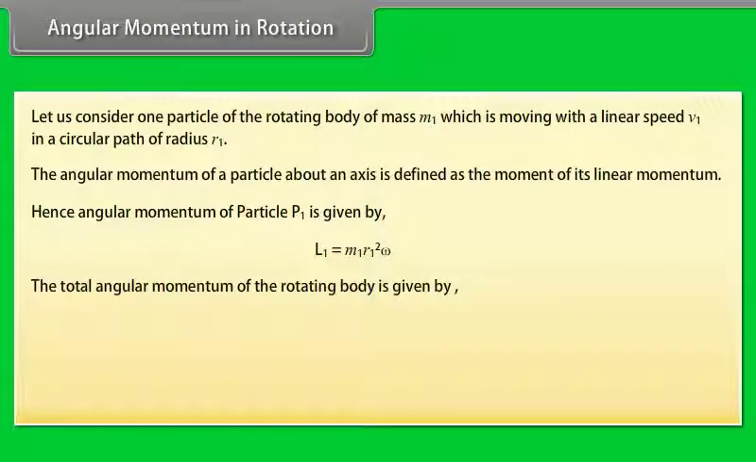The total angular momentum of the rotating body is given by L is equal to L1 plus L2 and so on till Ln. By putting the value of L into the above equation, we get L is equal to m1 r1 squared omega plus m2 r2 squared omega and so on till mn rn squared omega. Thus, we get the result L is equal to I omega.